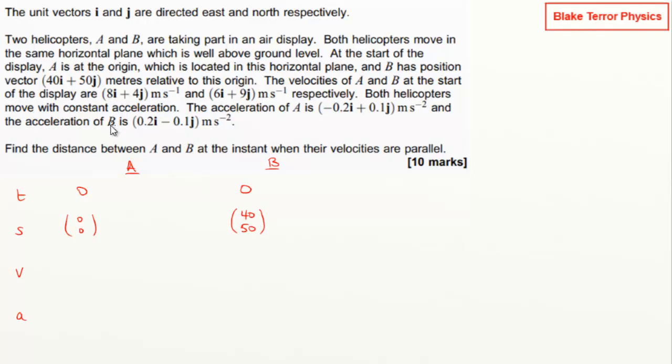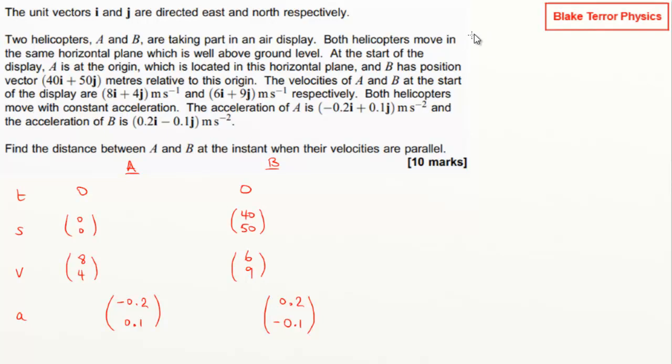Velocities of A and B at the start are 8, 4 and 6, 9. And the accelerations, which they've already told us are constant, are minus 0.2, 0.1 for A, and for B, it's just the opposite, 0.2, minus 0.1. And they want us to find the distance between A and B at the instant when their velocities are parallel.